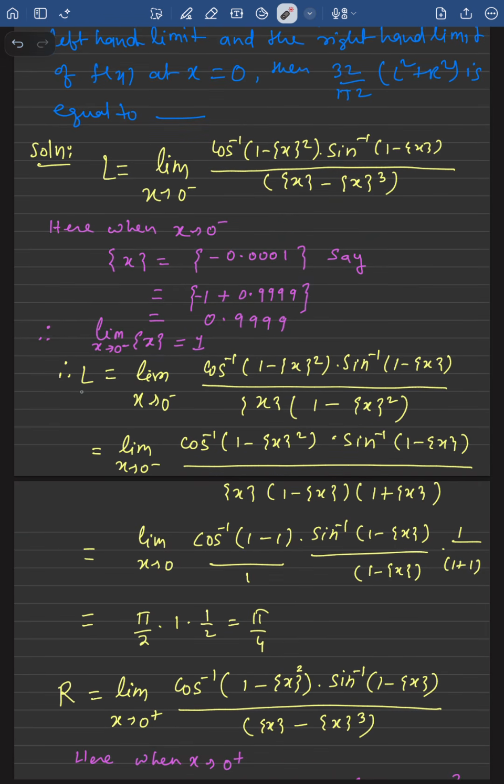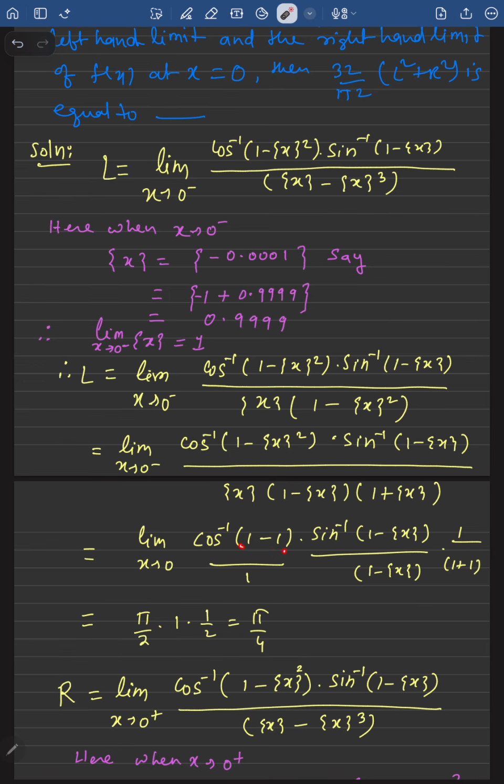Therefore L, the limit as x tends to 0 minus of this whole function, can be written as cos⁻¹(1 − {x}²) · sin⁻¹(1 − {x}), and in the denominator {x} can be taken common. This becomes 1 − {x}², that is a² − b² = (a − b)(a + b), so (1 − {x})(1 + {x}). Now, by this simplification, you will see what happens when x tends to 0 minus.